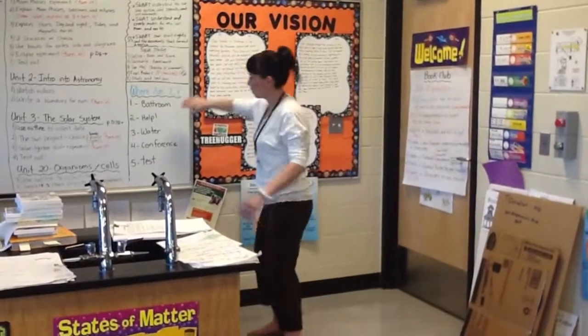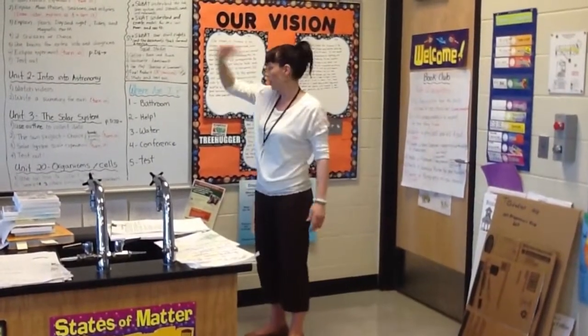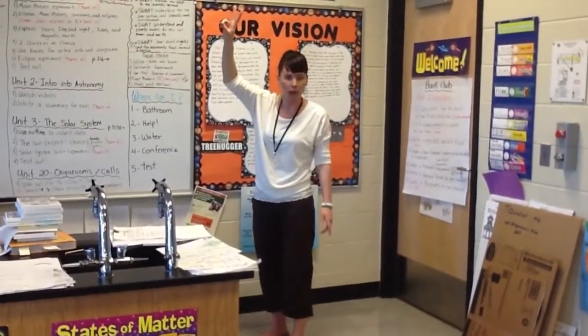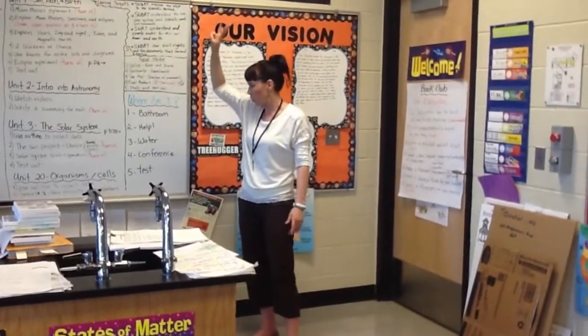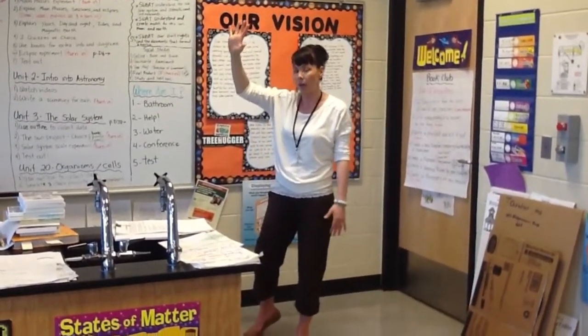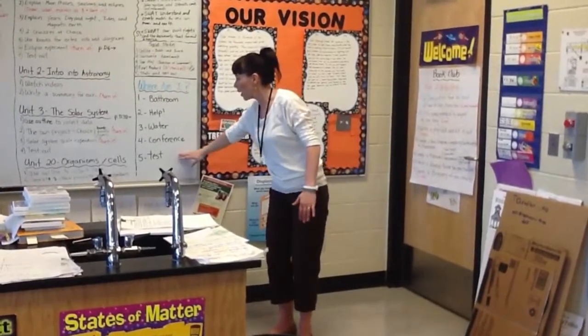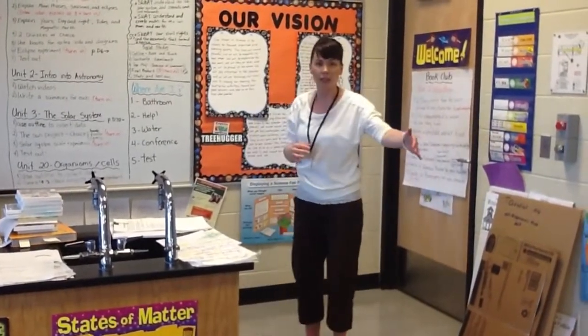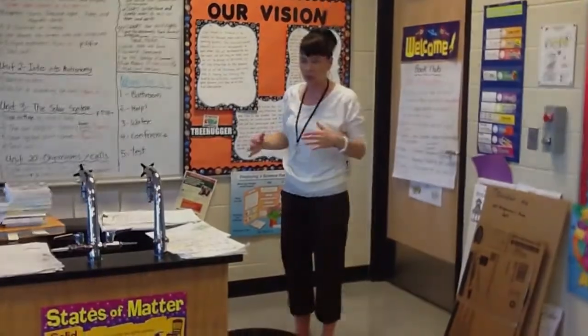So if they have to use the bathroom, they put number 1. Number 2, they just have a general question. 3, I need some water. 4, I need a conference to see if I'm ready to test. And 5, I'm ready to test. But when they're ready to test, they've already moved to the testing table, so I kind of have an idea that they're ready to test.